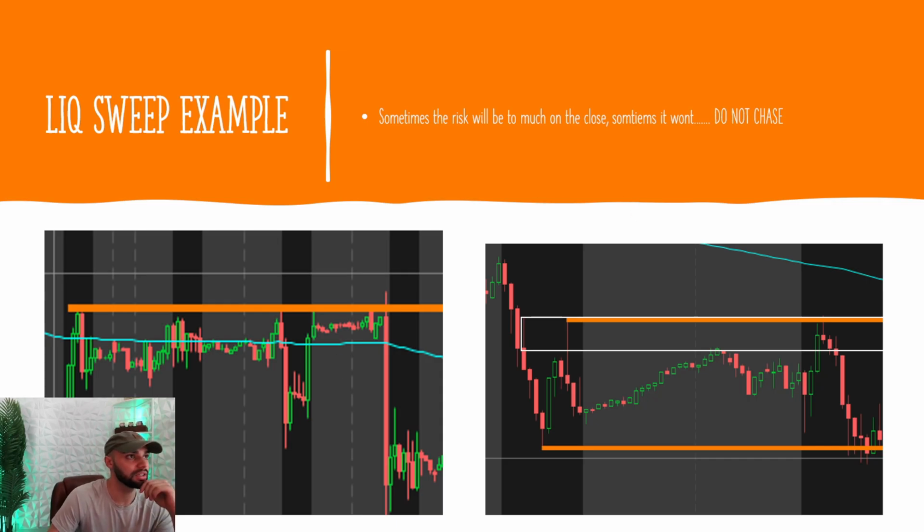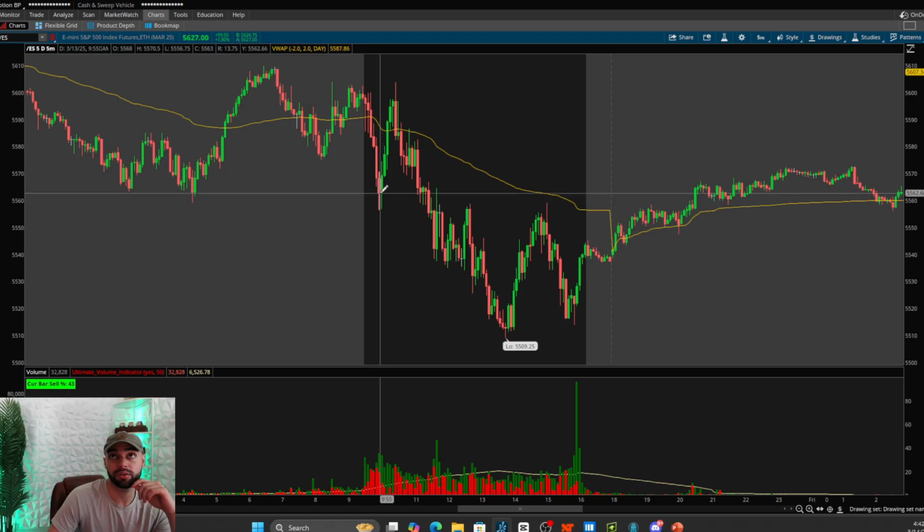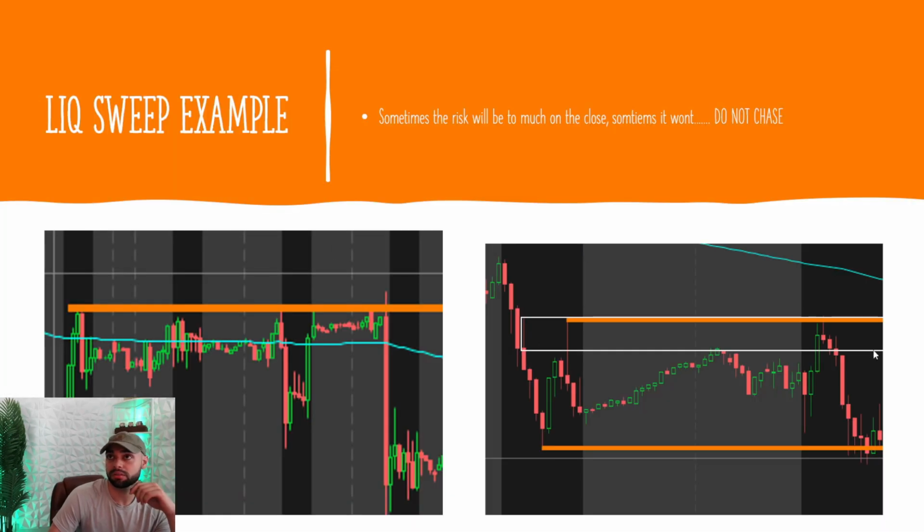Don't chase. For the example I just showed you, the risk is great on the close, right? What is that, like 3-4 points? Great risk. Sometimes, for example, we could sweep liquidity like this right here. Swept it. It's on a longer time frame, but a good example. Swept it and closed all the way down here. You think I'm taking that risk up here at invalidation?